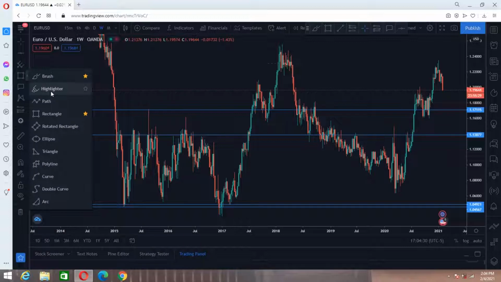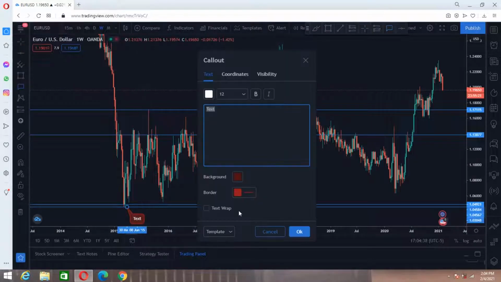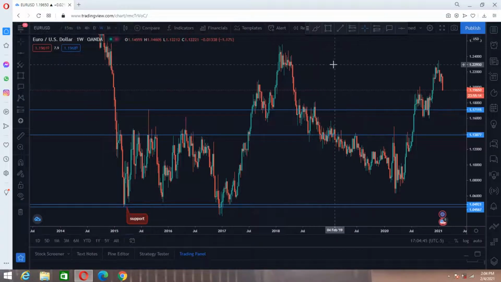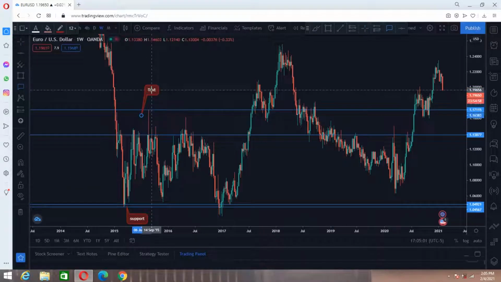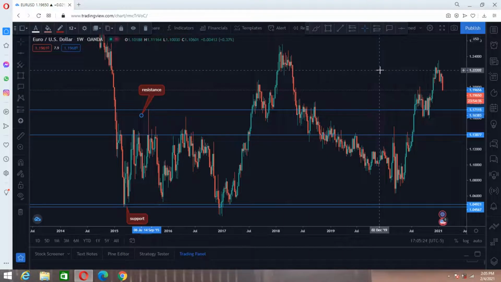So here is our support. I'll just go down to the 15 minutes time frame just to show you how to trade it. Here on the bigger time frame, I just want to show you guys how strong it is. So this one is the resistance line. This is our support and this is our resistance line.